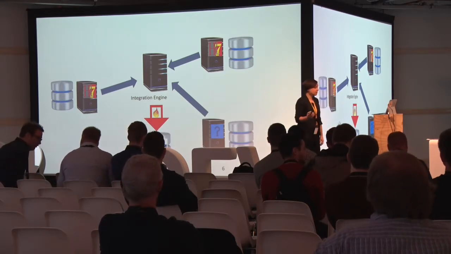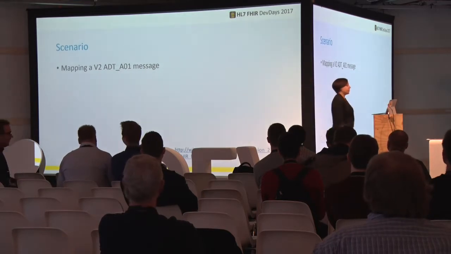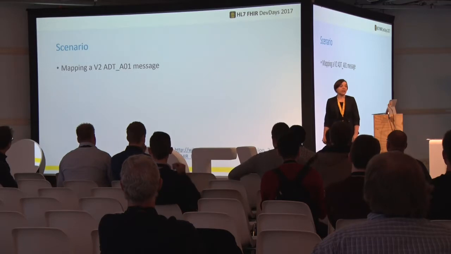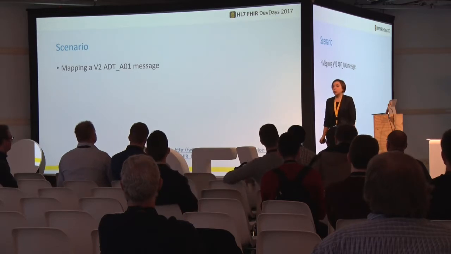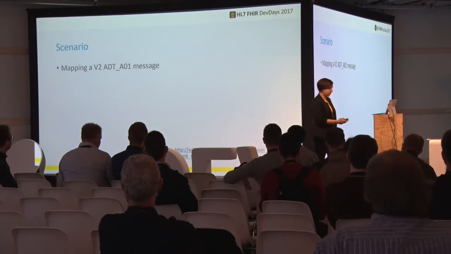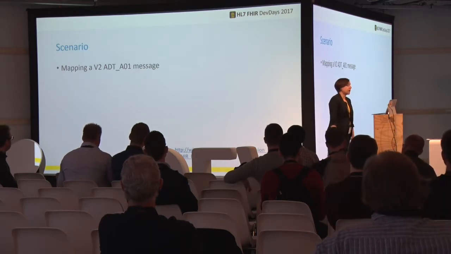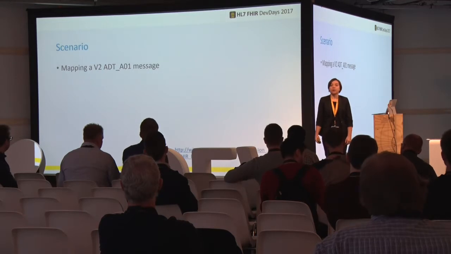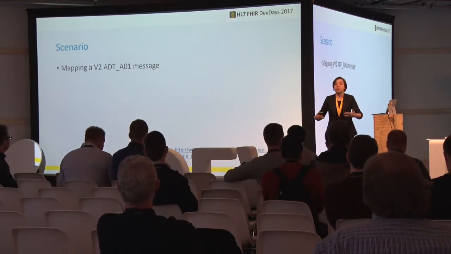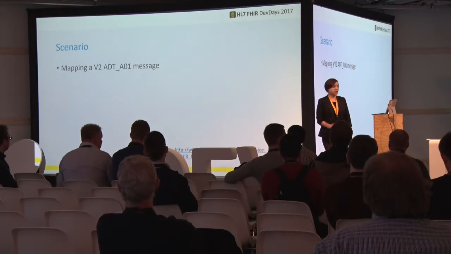So let's look at a very precise use case. Say we want to have an ADT A01 message, which is the event that announces that a new patient has been admitted to a hospital, and we want to map this message into something that the FHIR server can understand.